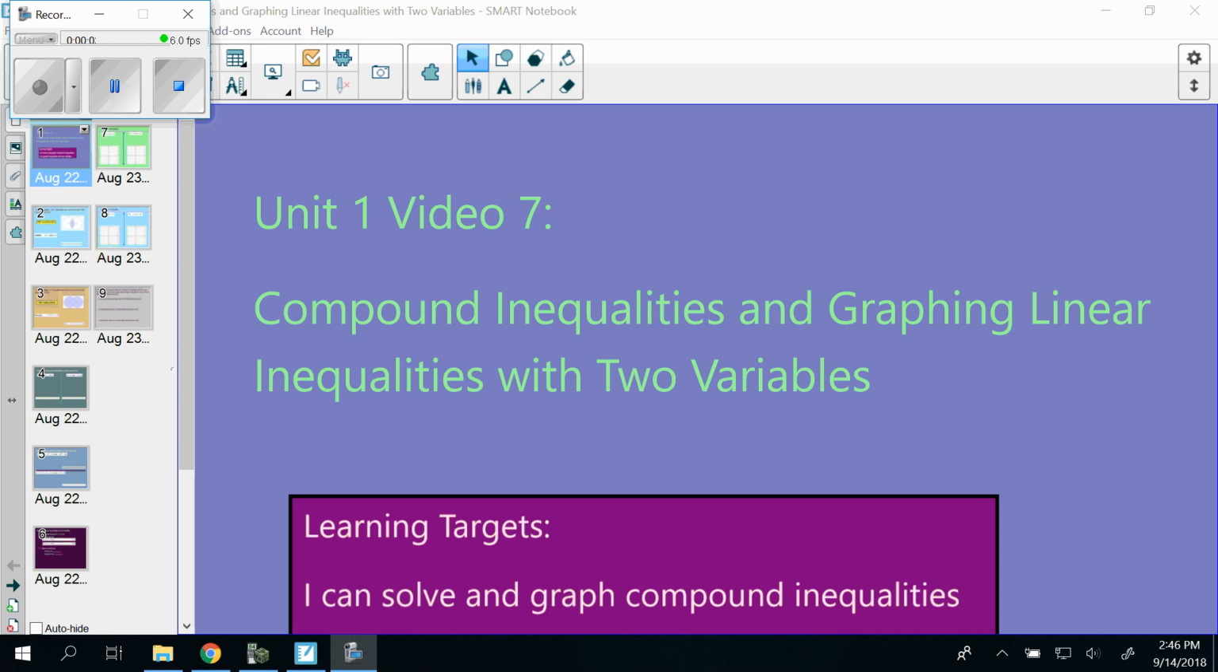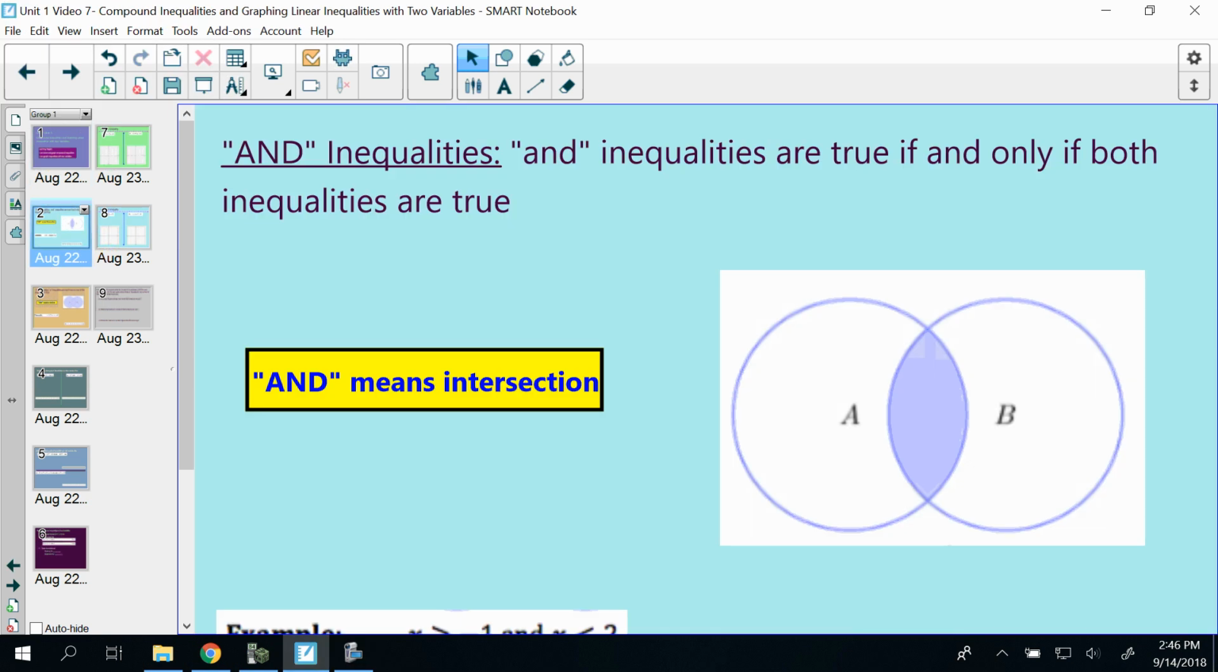Okay, last video for Unit 1, we're going to be looking at inequalities again, but we're going to be looking at compound inequalities and also graphing linear inequalities when there's two variables. First one we're going to look at is AND inequalities. AND inequalities are true if and only if both inequalities are true. Okay, so what you're looking for is kind of what is shared in the middle.